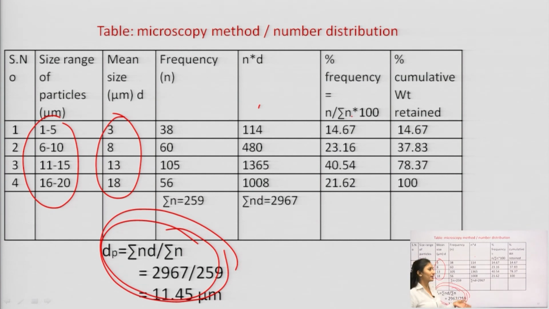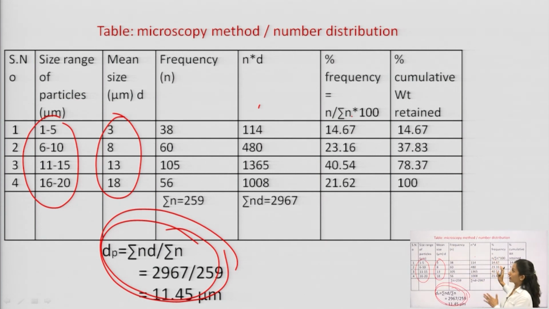If you compare the sieving method with optical microscopy, optical microscopy is a more precise and more accurate method as compared to sieving. Sieving is just sizing, just separation of the particles. But this method is much more tedious, and to remove this disadvantage, we go for electron microscopy.